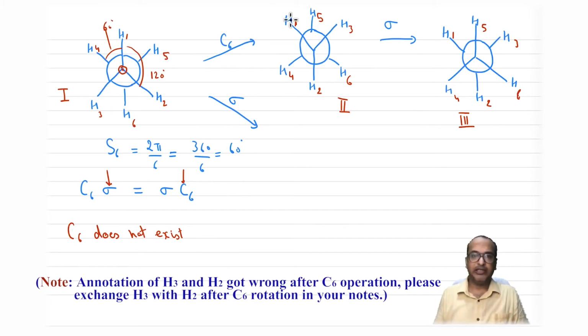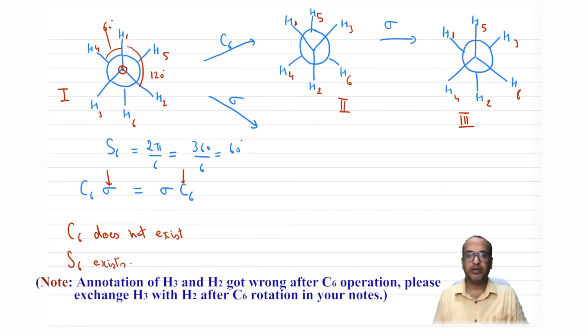So we can safely say that S6 exists, right? So S6, which is a product of two symmetry operations. The first is C6 and the second is sigma. So we have seen that it does exist. Now let us also look at the commutation part, whether it really matters if we are doing C6 first followed by sigma, or we can do sigma first followed by C6.